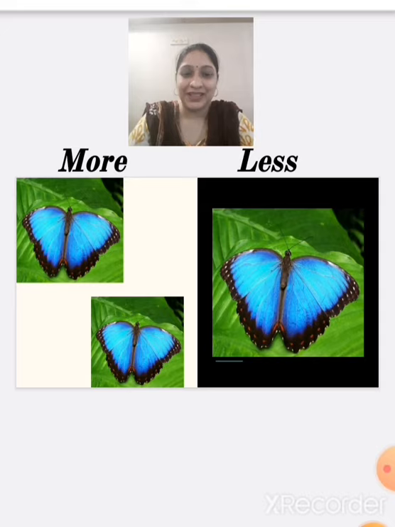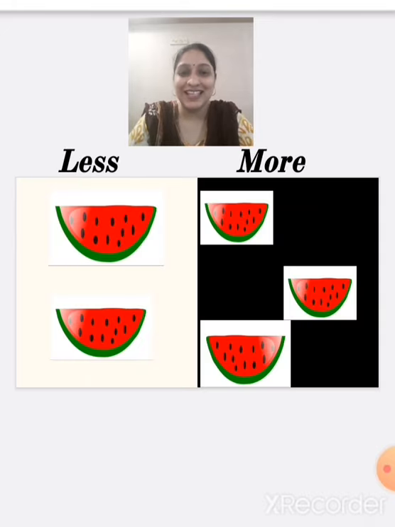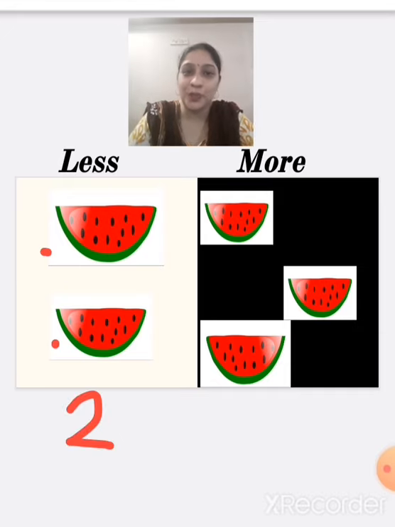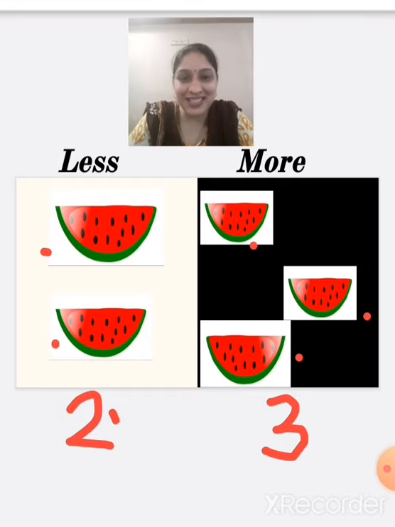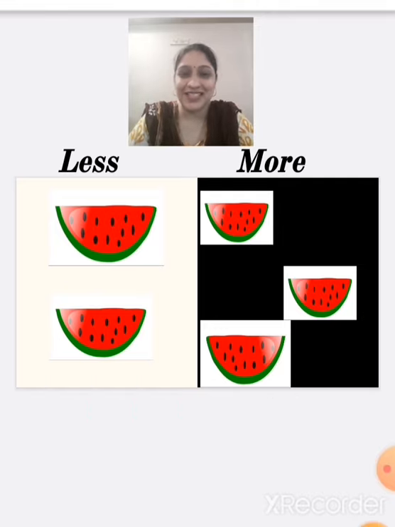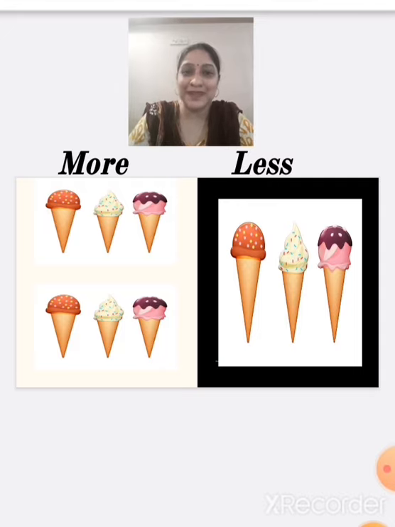Okay. Now we'll see the next set. Yes, two sets of watermelon. Let us count them. 1, 2. Two pieces of watermelon. 1, 2, 3. Here we have three pieces of watermelon. Right. So this set is less than this set. Right. Yes, we'll see some more examples.